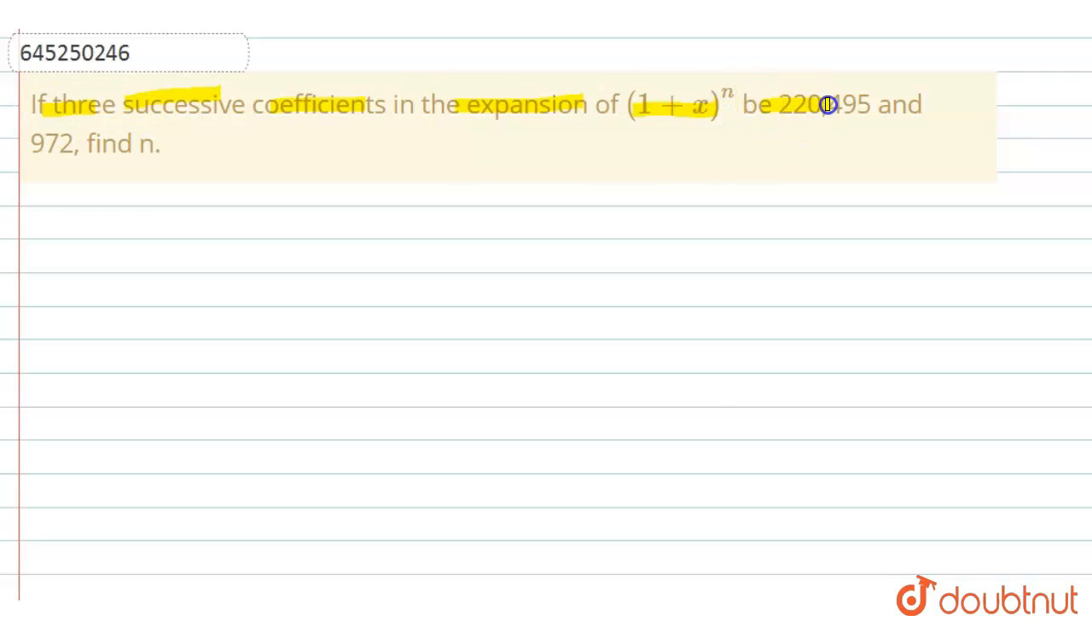Hello, here the question is: if three successive coefficients in the expansion of (1 + x)^n are 220, 495 and 972, then we have to find the value of n.